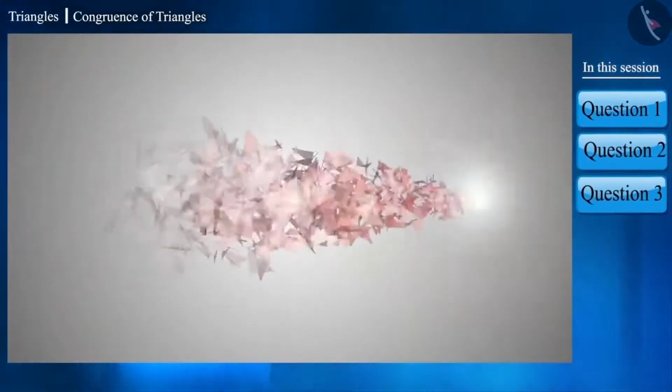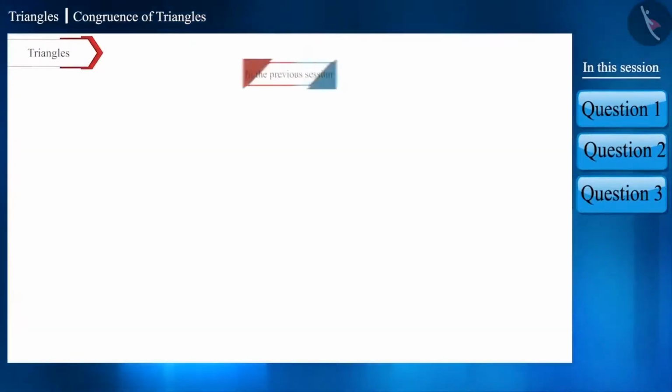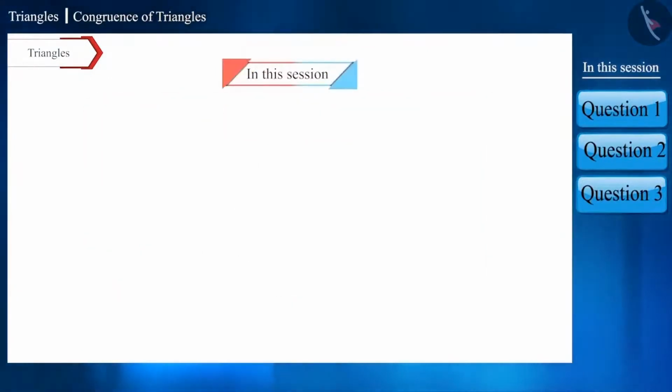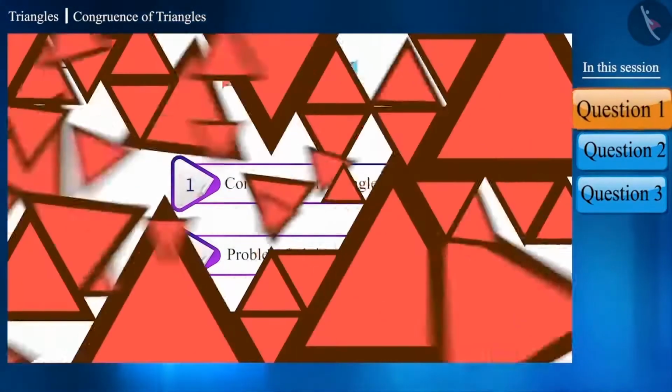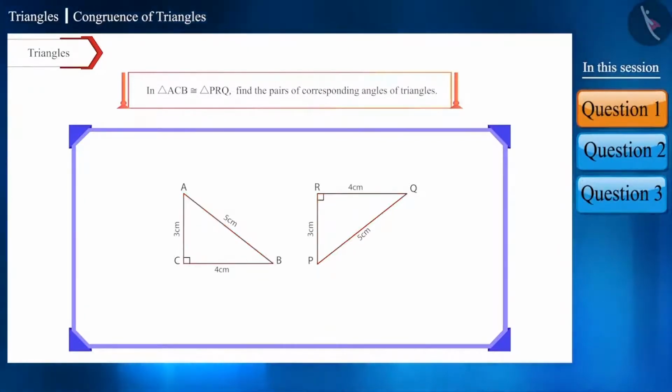Hello friends, welcome to this video on triangles. In the previous video, we discussed the congruence of triangles. Today, we will solve some questions based on that. Let's take the first question. If triangle ACB is congruent to triangle PRQ, then find the pairs of corresponding angles of these triangles.